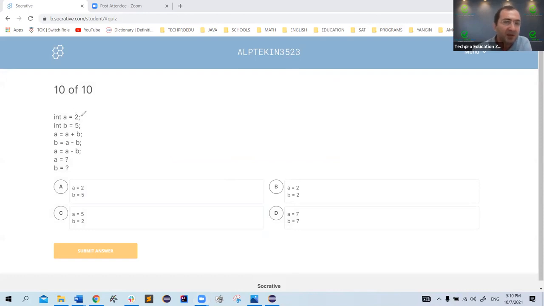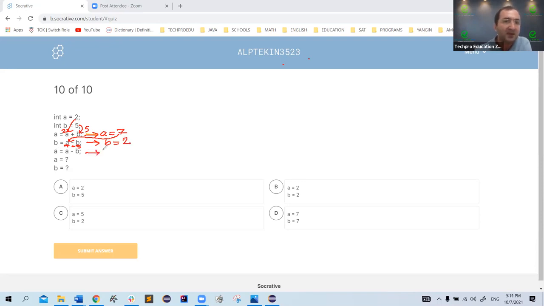So we have two integers, A is 2, B is 5. So let me change the color. So we are defining new value for A. A is 2, B is 5. So 2 plus 5, A will be 7 from this line. Now next line, B is A minus B. So the value of A, look at in the previous line, we got 7, we write here 7 minus, what is the value of B? B is 5 from this line. 7 minus 5, now B is 2.